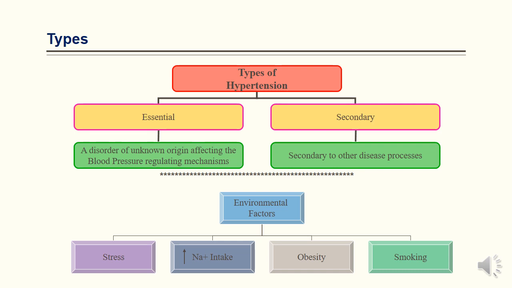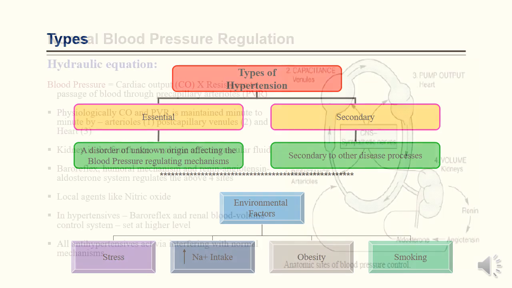There are various environmental factors which are directly or indirectly involved in hypertension. It may be stress, obesity, increased or high sodium intake, and smoking. Primary or essential hypertension accounts for 90 to 95% of adult cases of hypertension, and secondary hypertension accounts for only 2 to 10% of cases.